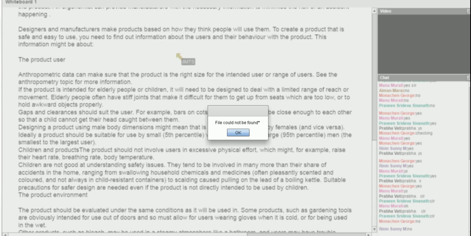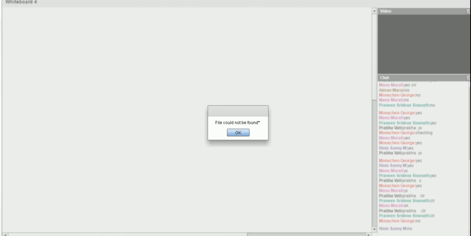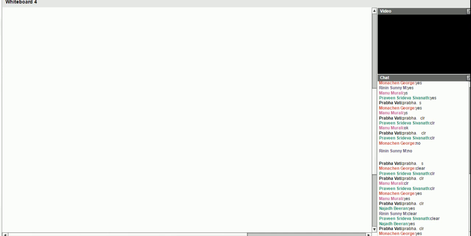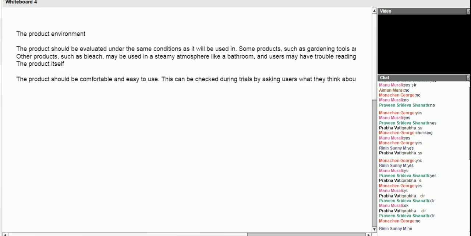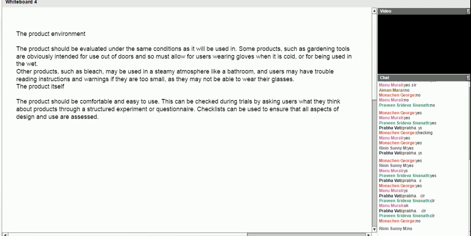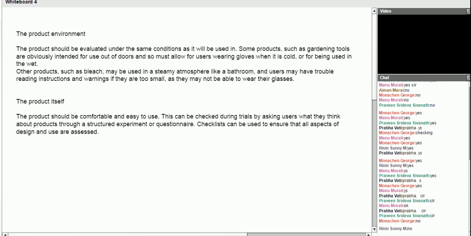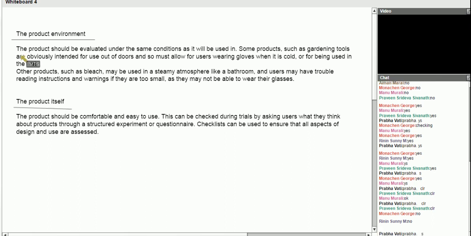Now, next is the product environment. Can you see it now with the heading, the product environment and the product itself? Okay. Let's see what we mean by the product environment.